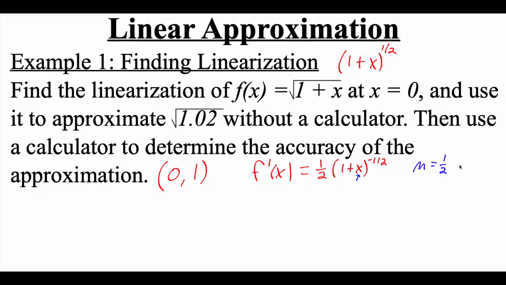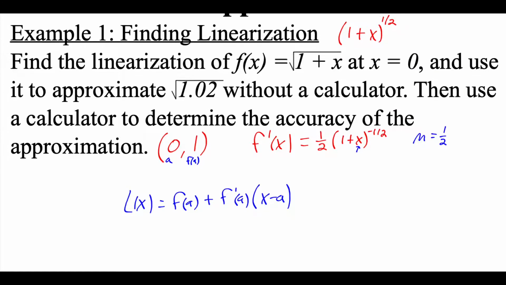So here's all the information that we're going to need. This x value of 0 is our a value, and this 1 is our f of a value. The derivative at 0 gave us the slope that we're going to need, so now we should be able to write out the linearization. That linearization function L of x was equal to f of a plus f prime of a times x minus a.